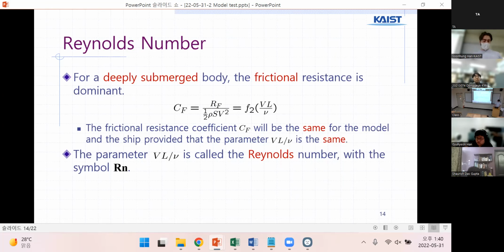So for the frictional resistance coefficient, first for a deeply submerged body, which means a submarine, the frictional resistance is dominant. We have this equation giving us the frictional coefficient. It is a function of this number VL divided by nu. And this number here is the Reynolds number. We know that V is the speed, like before, L the body size, and nu is the fluid kinematic viscosity.